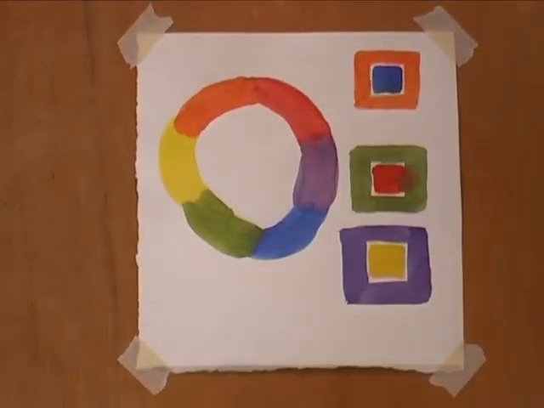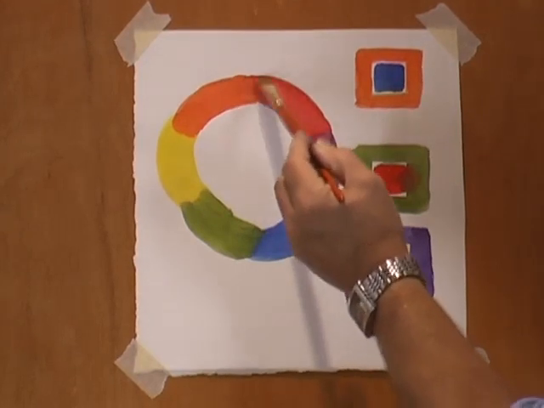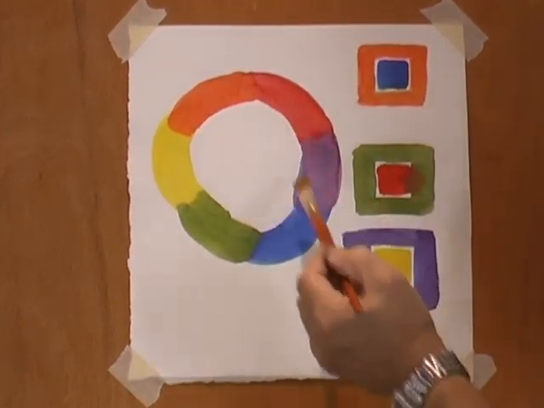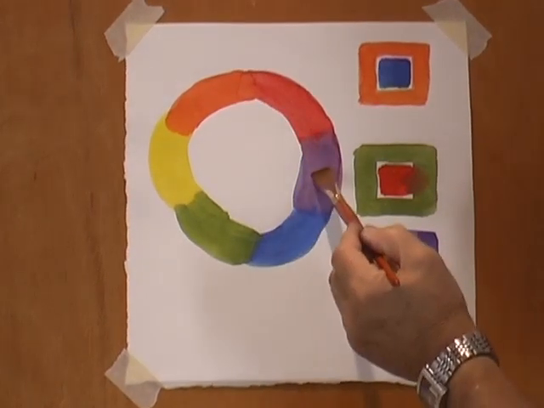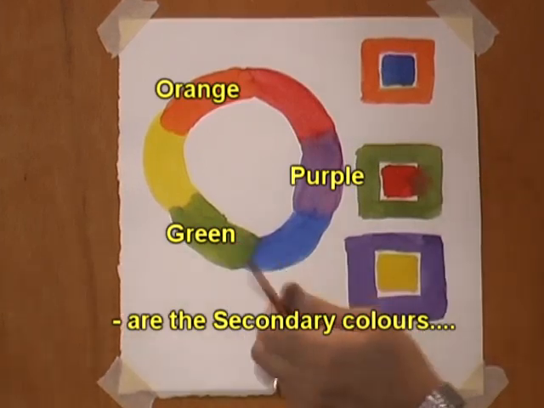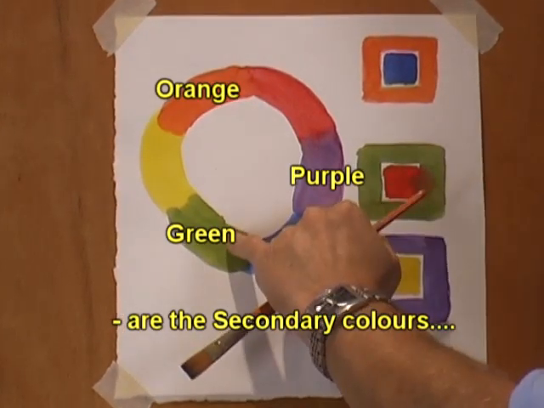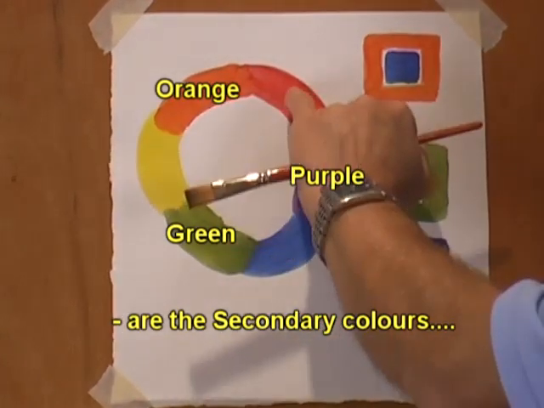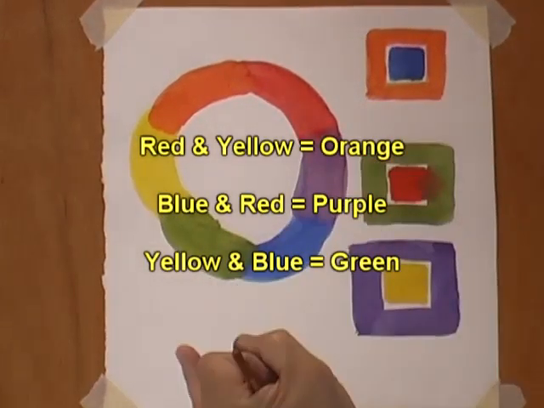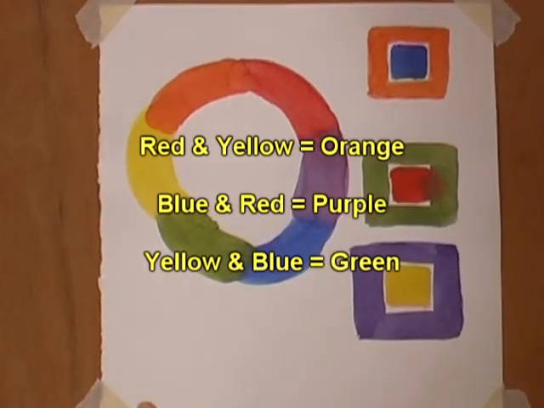But you can see very easily that if you mixed red and yellow together, you'd get orange. And if you mixed red and blue together, you'd get purple. And if you mixed blue and yellow together, you'd get green. And these are your secondary colours because they've been mixed from two of the primaries. So there's primary colours and secondary colours sorted.